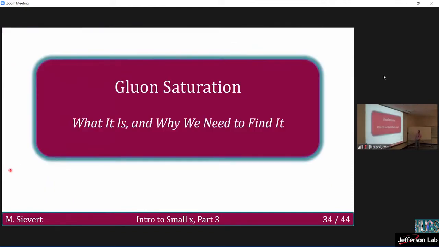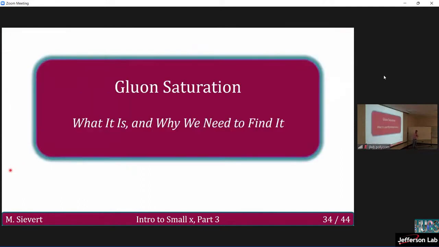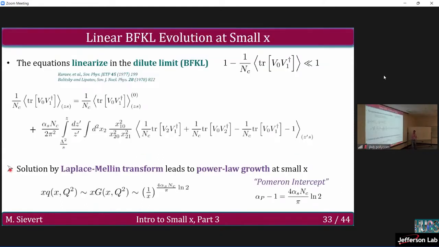So that is BFKL. What does BFKL do for us? Yes, ma'am, question? Sorry, I think 2 slides back. Sure. Which term was the rapidity? The longitudinal integral here, the dz over z. The z here is the fraction of plus momentum. So it's exactly like Feynman x.